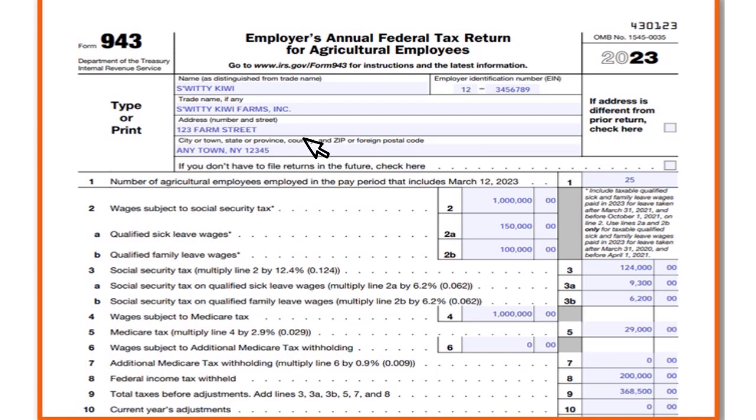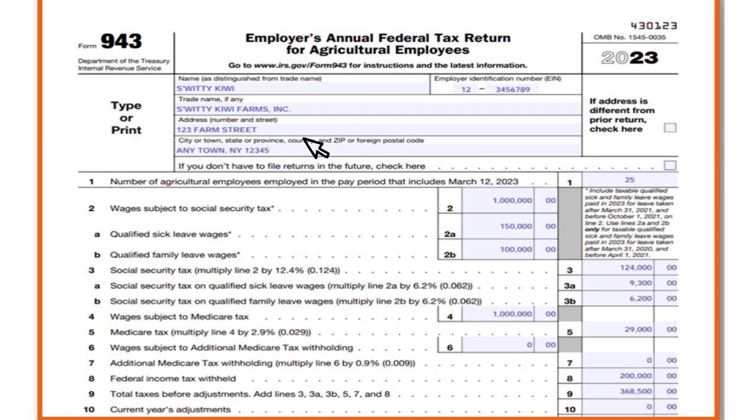Okay, and it's one of those things where you want to be as transparent as possible. So if the address is different from a prior return, you want to click there, as you can see on the screen here. And if you don't have to file returns in the future, check the appropriate box. In other words, if you're closing your farm or any kind of situation is happening, or you're filing for bankruptcy, for instance, then you want to specify that as well.